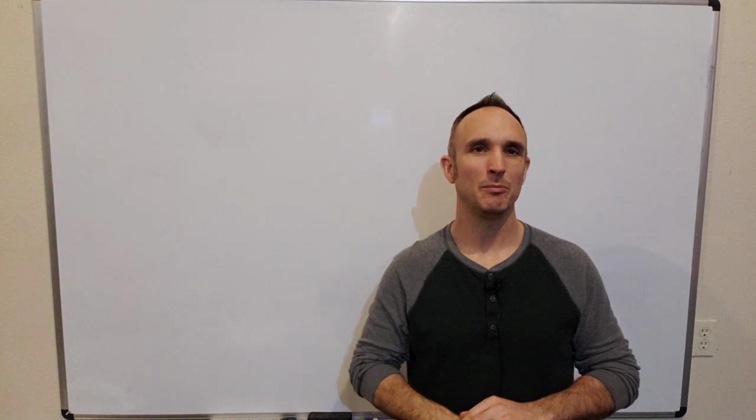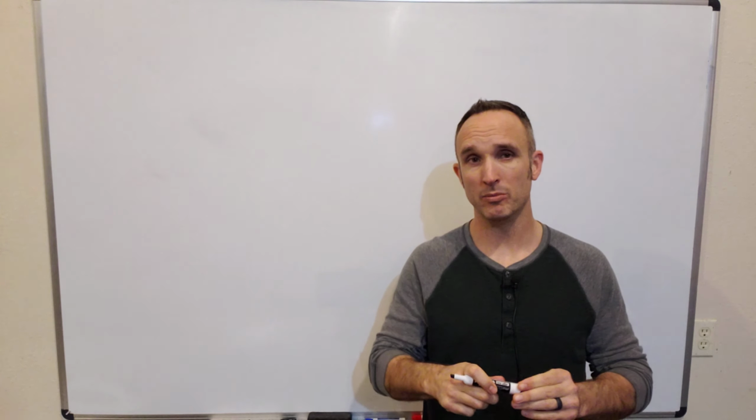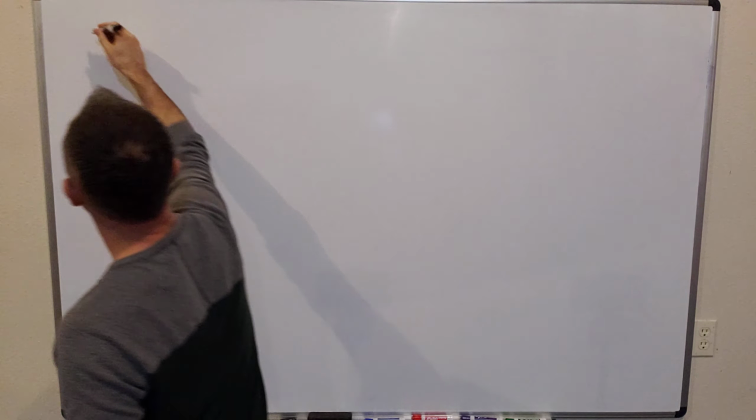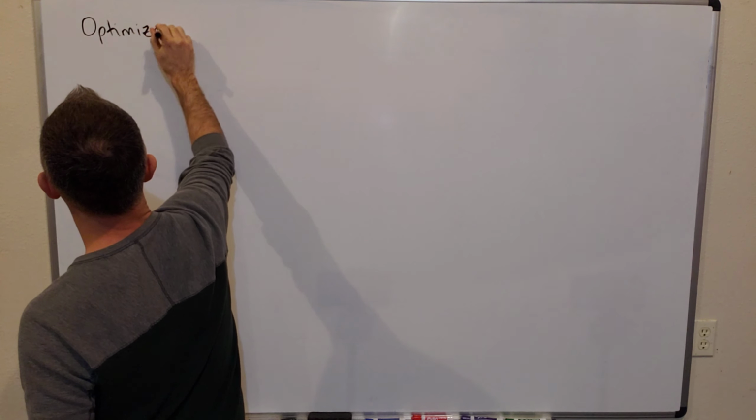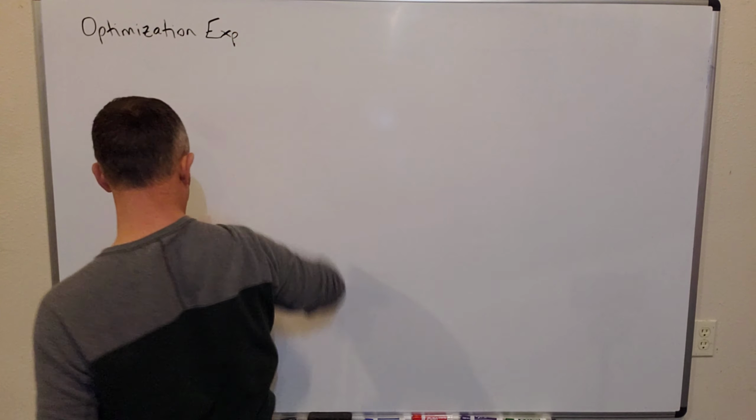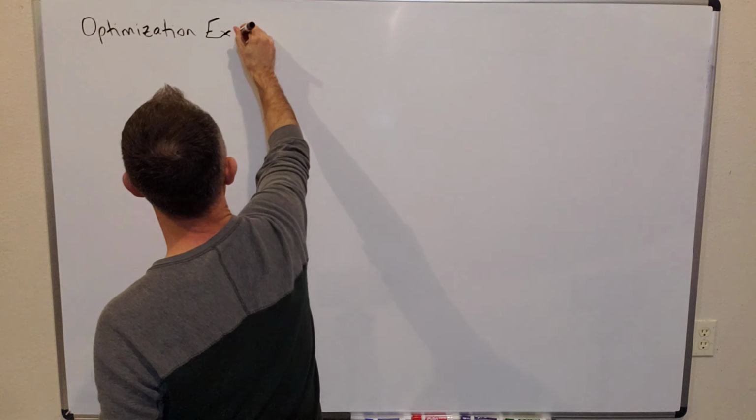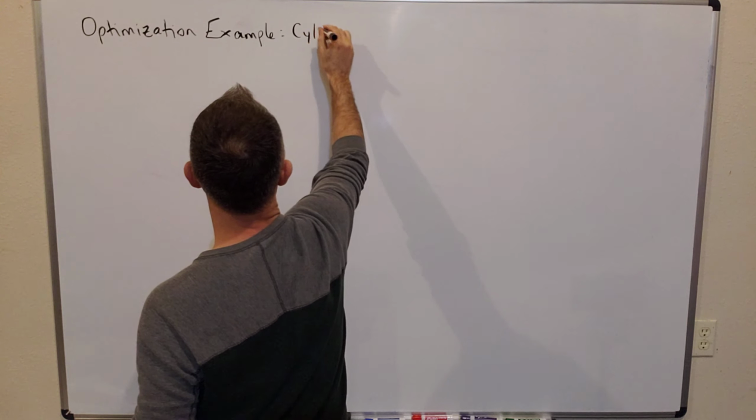All right, let's keep going with optimization here. Here we're going to look at a three-dimensional example involving a cylinder. So we'll call this optimization example.